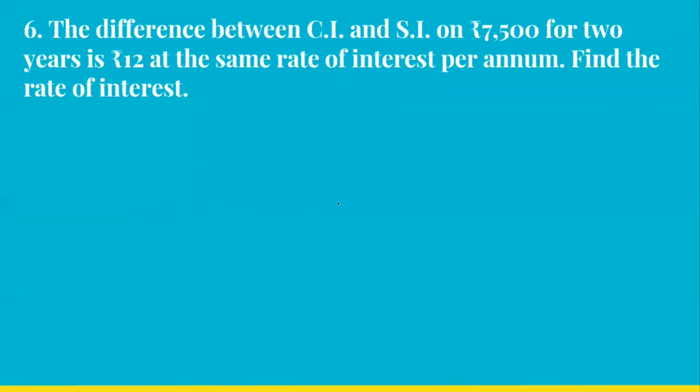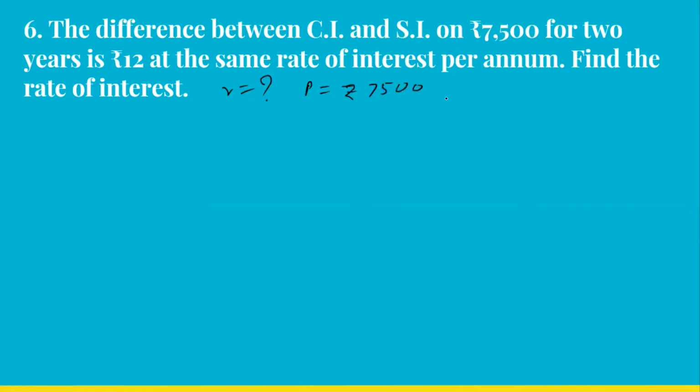Let's move on to question number 6. The difference between compound interest and simple interest on rupees 7,500 for 2 years is rupees 12 at the same rate of interest per annum. Find the rate of interest. The rate of interest is the same, which we have to calculate. The principal is the same, which is rupees 7,500.